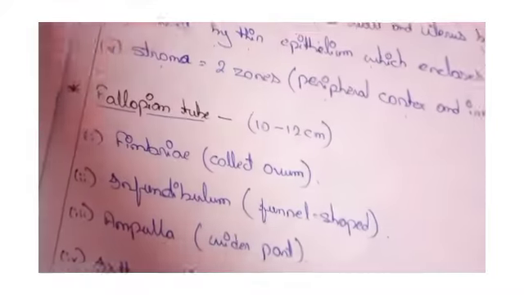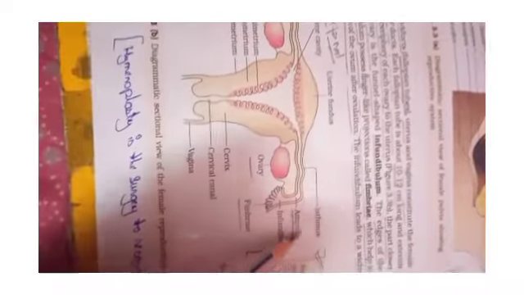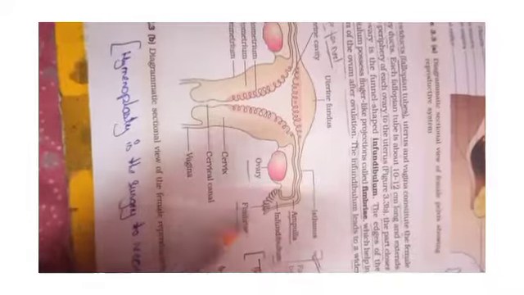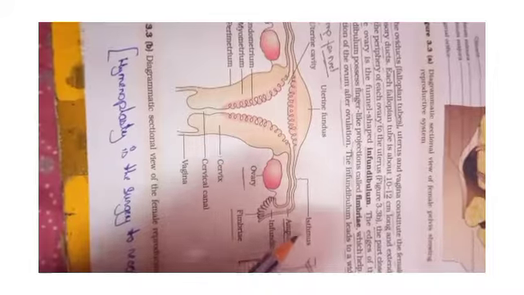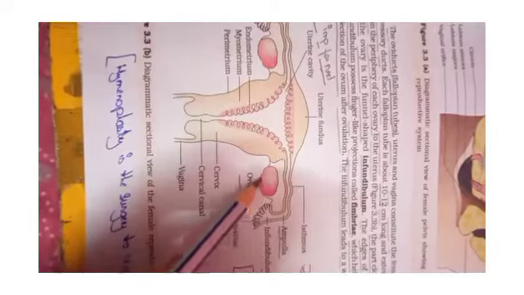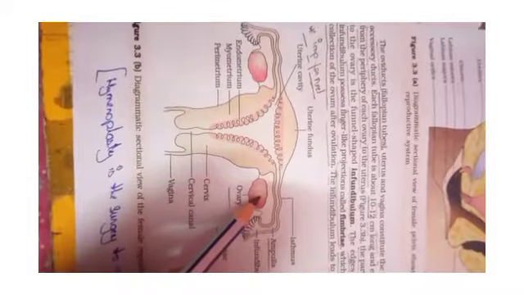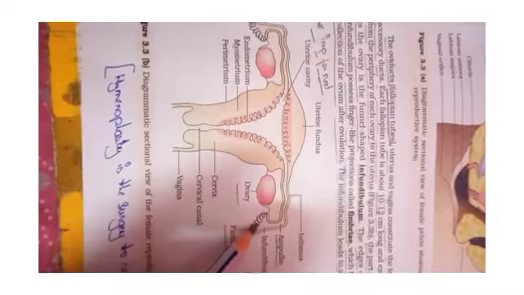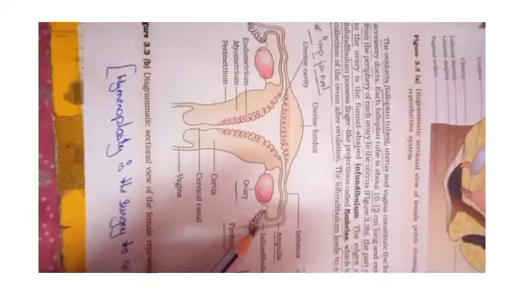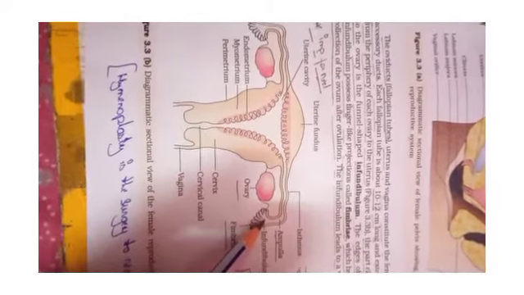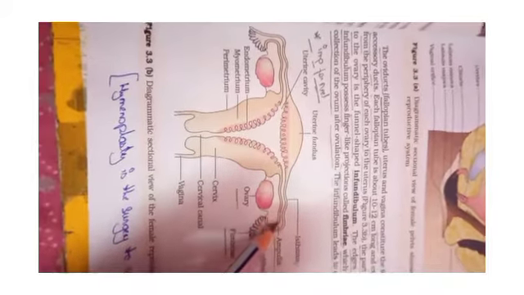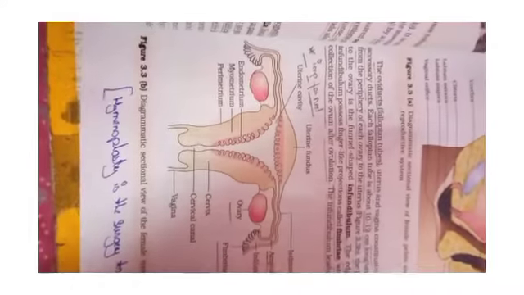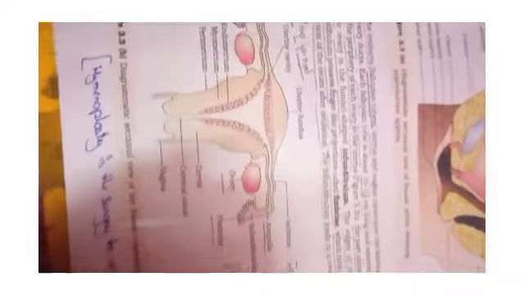This is fimbriae, this is infundibulum, this is ampulla region, and this is isthmus. Here the ovary is situated, where the ovum is collected by fimbriae. Then it goes through infundibulum, then ampulla, then isthmus. In the ampulla region of the fallopian tube, fertilization occurs.